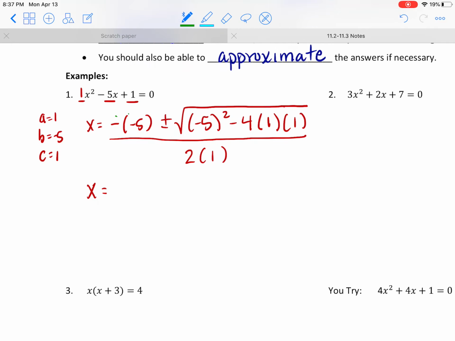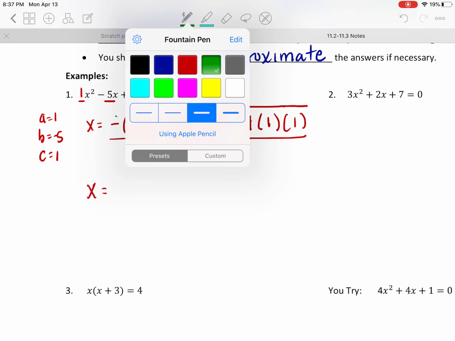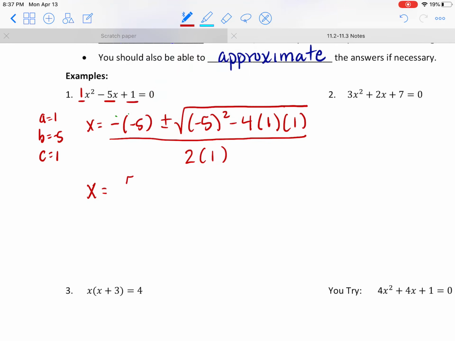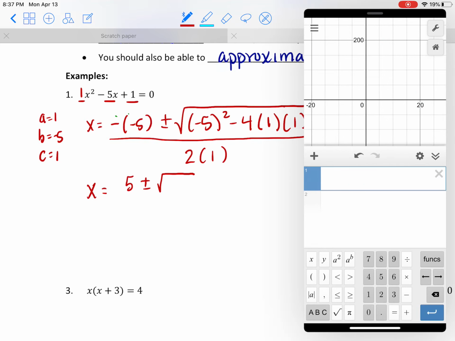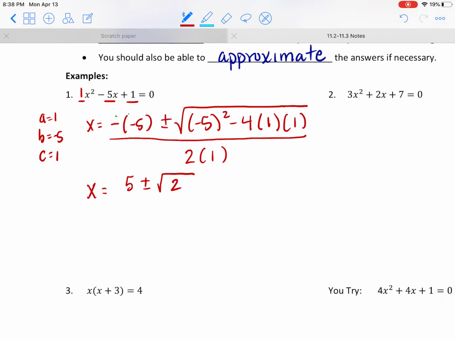Now, let's try to clean it up a little bit. Right here, we have a negative, which makes a +5. So we've got 5 in front of the plus or minus, and then under the square root, you want one number. I'm going to use my calculator to figure out what that one number is. I'm not going to put the radical in, just the radicand, what's under the radical. So in parentheses, -5 squared, and then minus 4 times 1 times 1. We end up with 21 underneath the radical. And on the bottom, 2 times 1 is 2.